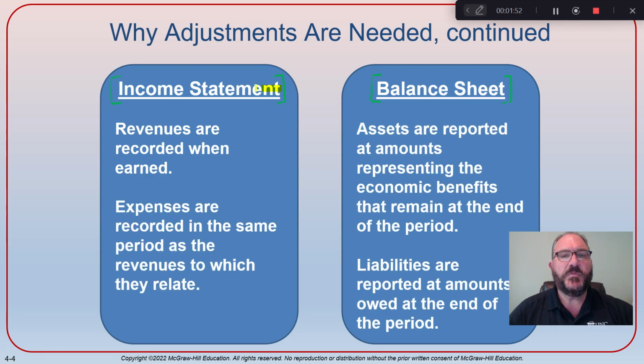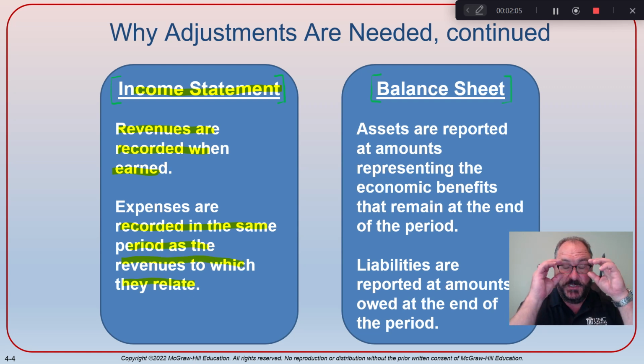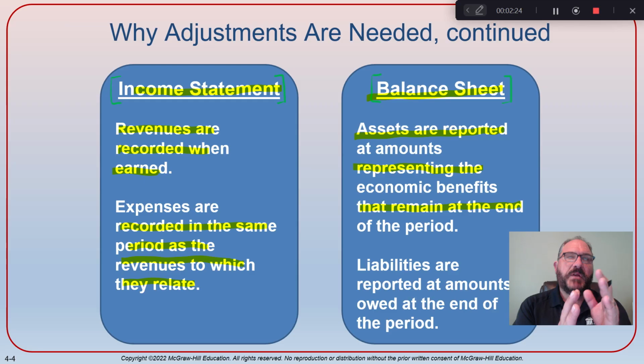on the income statement, thing to keep in mind, revenues are recorded when they're earned, and expenses are recorded in the same period as the revenues to which they relate. So remember, this is revenue recognition, and this is also the matching principle. The balance sheet, assets are reported at the amount representing the economic benefits that remain at the end of the period. Now we'll talk about that one. That was a little bit more confusing, but you have an asset, and some assets are amortized or depreciated over time. And again, liabilities have to be reported correctly as well.